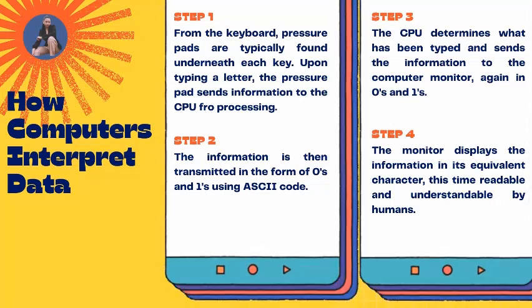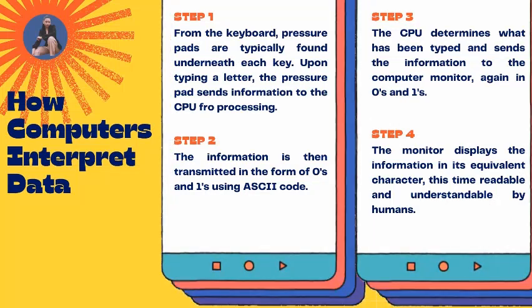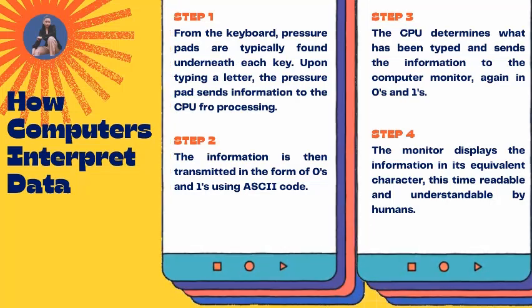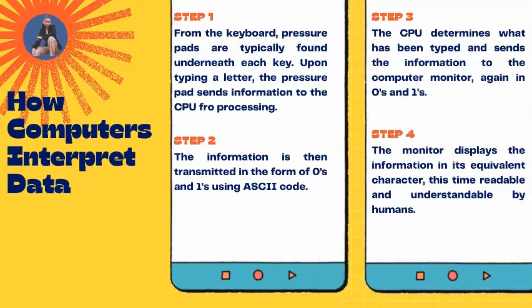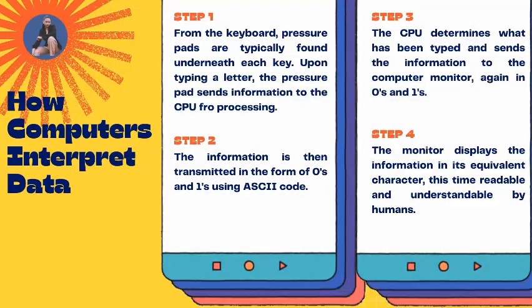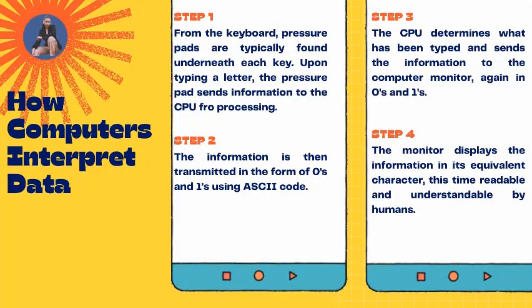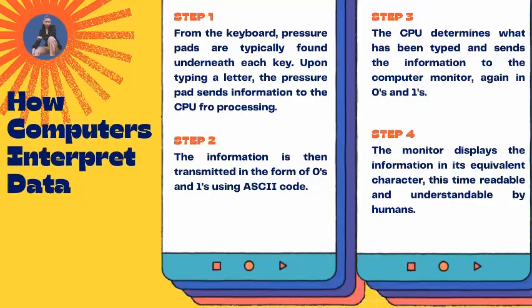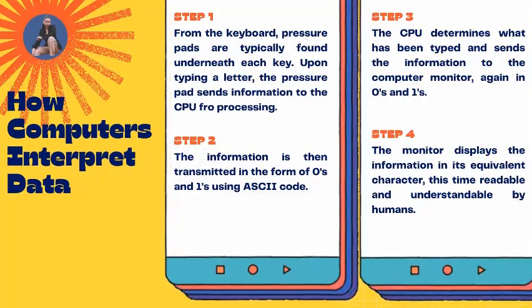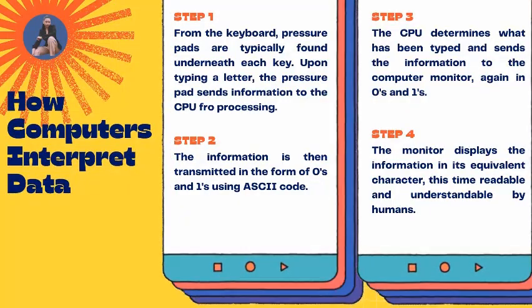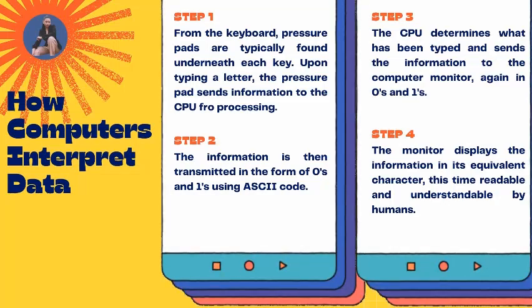Quick question: how do computers interpret data? There is a series of steps. First step, from the keyboard, pressure pads are typically found underneath each key. Upon typing a letter, the pressure pad sends information to the CPU for processing. Second step, the information is then transmitted in the form of zeros and ones using the ASCII code.